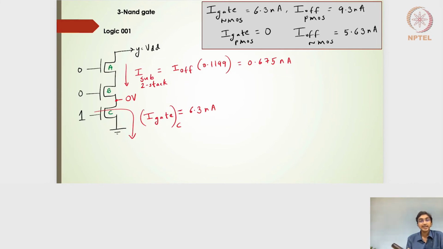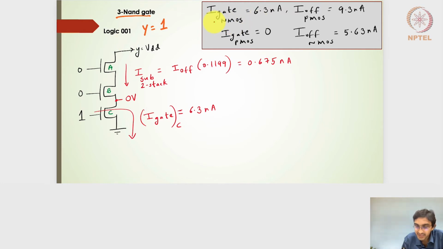So let's take a look at the 3-input NAND gate, which we have anyway taken a look at, but with some values now. Suppose I have a logic of 0, 0, 1, that means the output is actually nothing but 1. So the output is driven by VDD, by the pull-up side of the 3-input NAND gate, which consists of 3 PMOS transistors in parallel.